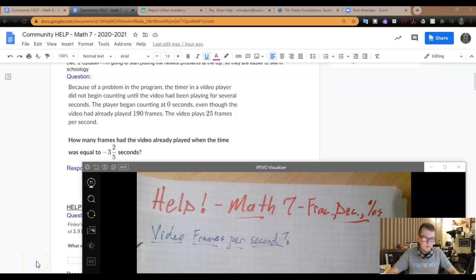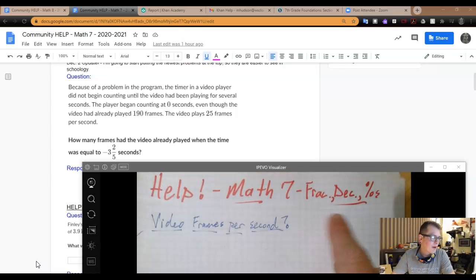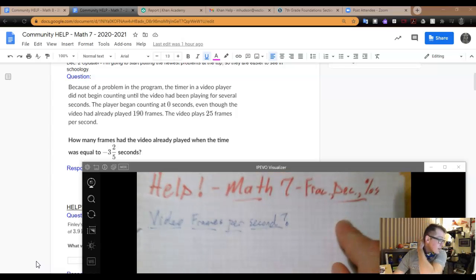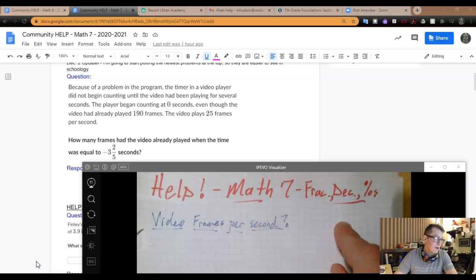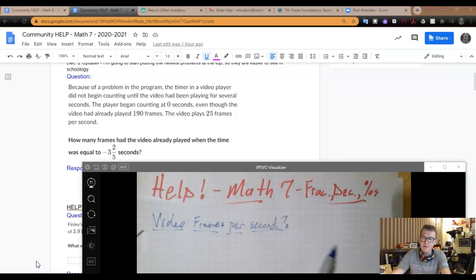This is a pretty difficult problem that pops up either in the quiz or the unit test dealing with fractions, decimals, and percents. So here we go. Because of a problem in the program, the video timer in a video player did not begin counting.